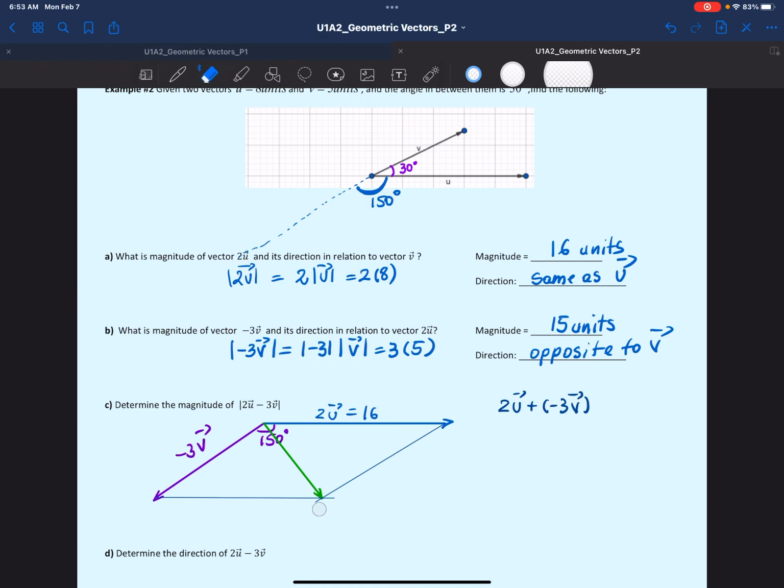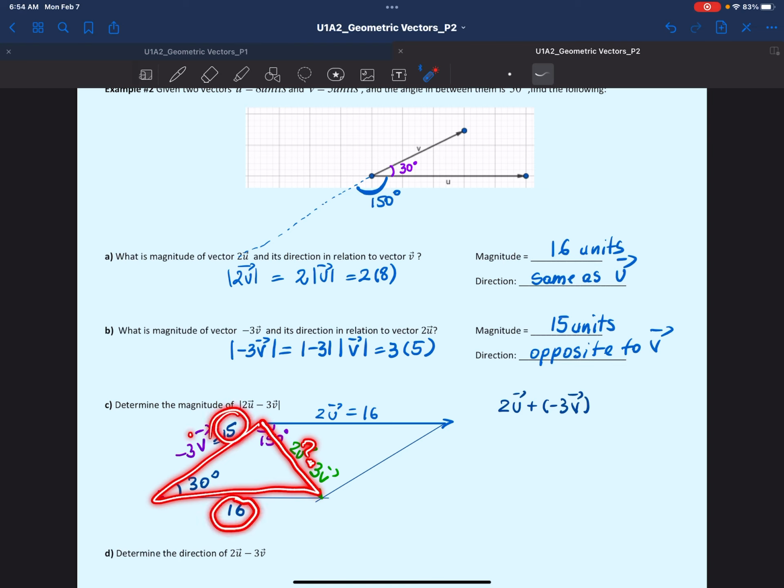So let me make this parallelogram. Looks nice and neat. Now we have a few calculations that we want to perform here. We have this side equal to 15, this one here equal to 16, this angle, which is 30 degrees, and here goes our vector 2u minus 3v. So in this triangle, we need to find this side when we have 15 and 16, the other two sides, and the contained angle. So the magnitude of 2u minus 3v can be found by using the cosine law.